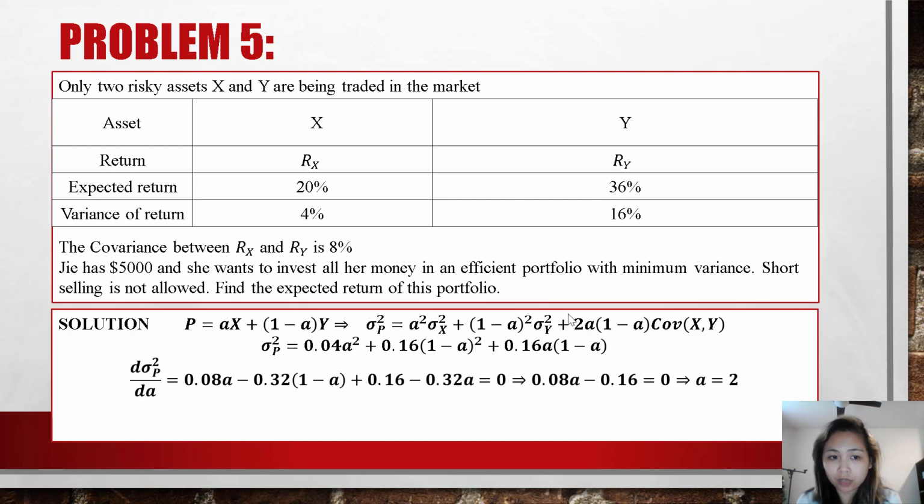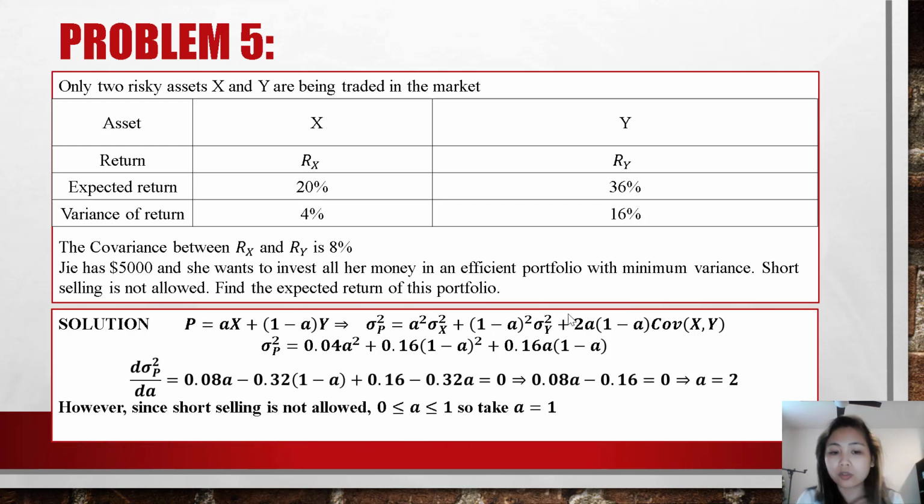If you didn't read carefully, you might end up with A is 2 and 1 minus A is negative 1 and end up with a wrong answer. But here, short selling is not allowed. So A has to be between 0 and 1. Here, I'm going to take A is 1 because I'm trying to minimize the variance. So I'm going to take the number in the range that is closest to 2, so I'm going to take 1, because 1 is the greatest number between 0 and 1.